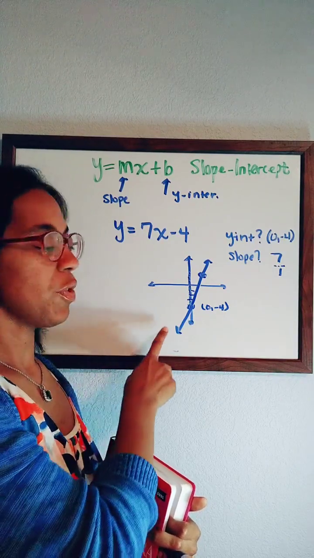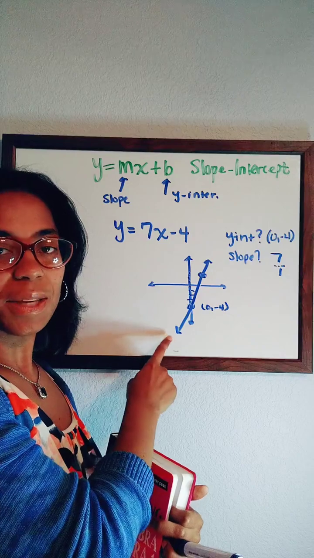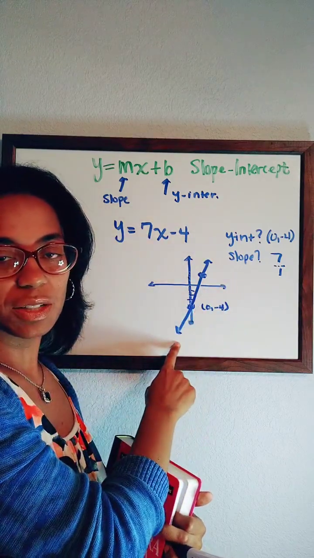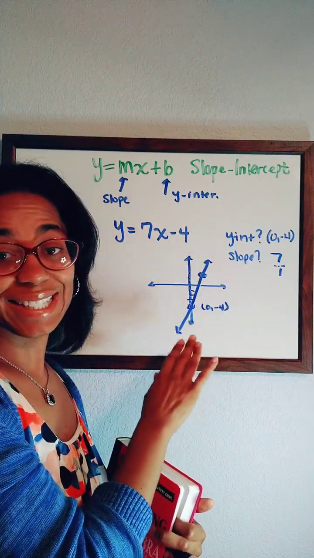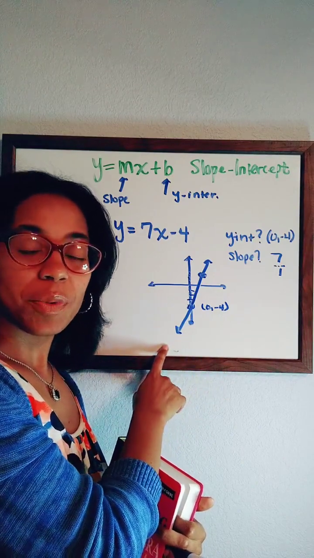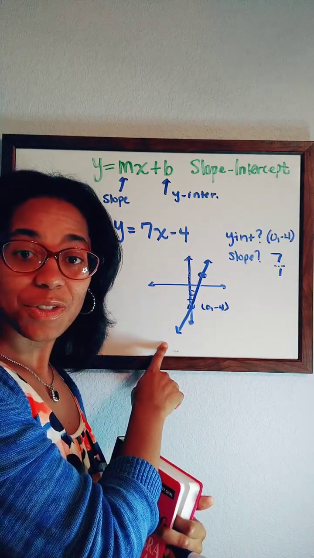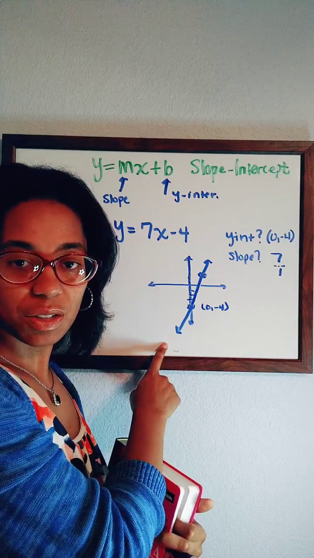Now, Sydney, if you had to find the domain and range of this, because this line extends in both directions forever and it doesn't stop, the domain would be all real numbers and the range would also be all real numbers.